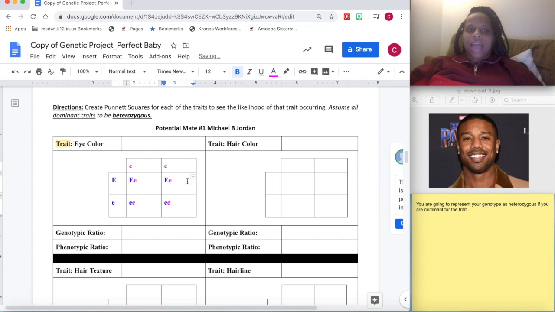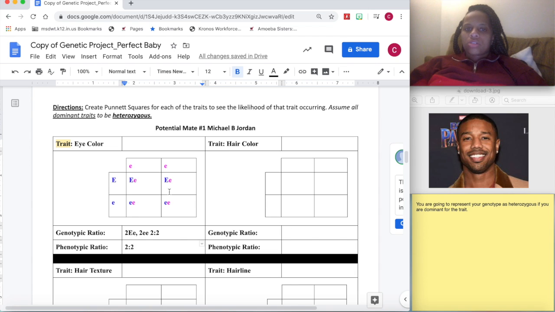So if you look, you can see that the pinks went straight down and the blue went straight across. The pink went straight down. The blues went across. So this is eye color. Now, genotypic ratio. You're looking at the genotypes. What do you have here? I have a capital E and a lowercase e, and I have lowercase e. Now I count them. 1, 2. I have 2 capital E, lowercase e, and I have 2 lowercase e's. So this genotypic ratio is 2 to 2. And the phenotypic ratio is going to be the same as well, 2 to 2.